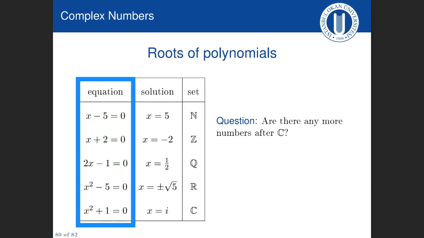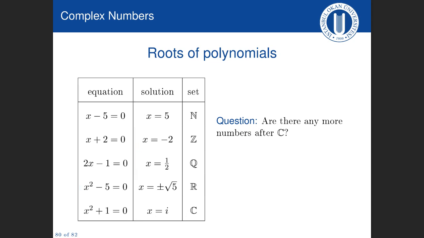Now, you might ask, are there any numbers after C? We've gone from the natural numbers, that wasn't enough, so we invented integers. Integers weren't enough, we invented the rational numbers. Rational numbers weren't enough, so humans invented the real numbers, and then after we realized that the real numbers weren't enough, humans invented the complex numbers. So the question is, are there any numbers after C? Just doing these simple equations. And the answer is no.